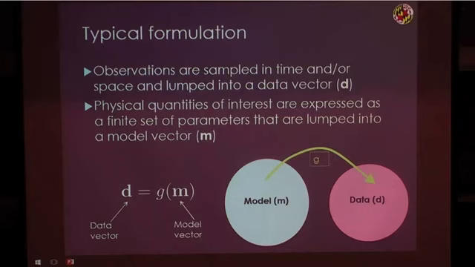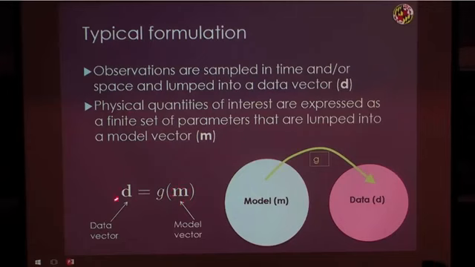Just to confuse you. The physical quantities of interest, which we also express as some kind of a finite set of parameters that we have to infer. These parameters might define a continuous distribution. For example, the parameters might be the coefficients of spherical harmonics that you've seen before, in which case you could construct the velocity at any point in the Earth given a finite set of parameters. But again, we're determining a finite set of parameters given this sampled set of data. And these parameters we lump into a model vector, which we call M.